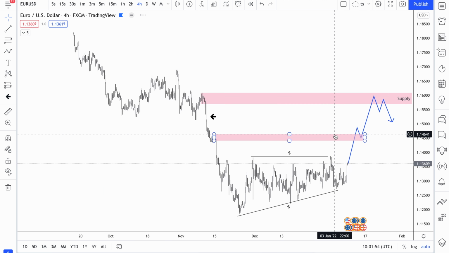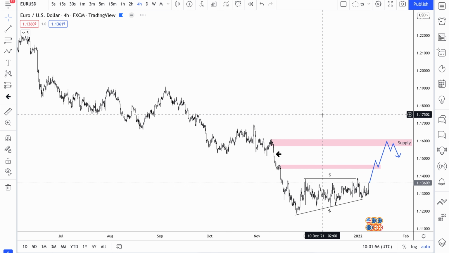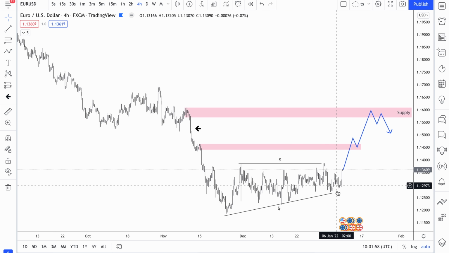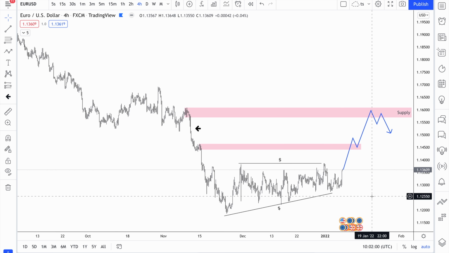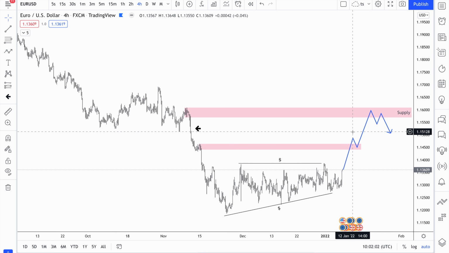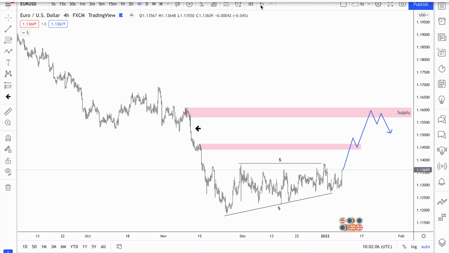And then on the flip side, what we could be looking for as well, if we don't sweep these highs first and we sweep the lows and we start pushing further down, we could look for something similar off the demand zone. So let's just get rid of that for now.